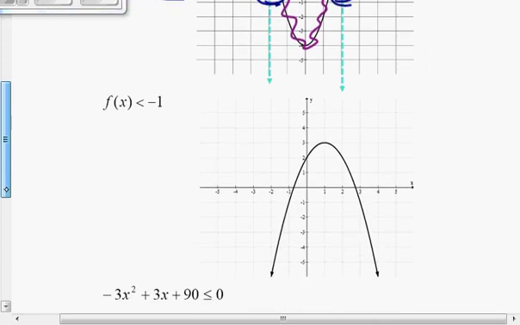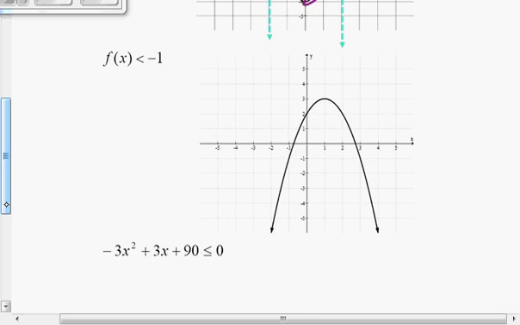So then we take a look at f of x is less than -1. Since it's not less than or equal to, we're going to do a dotted line now because -1 is not included in our function. So it says f of x is less than. So we want to shade down from this line.